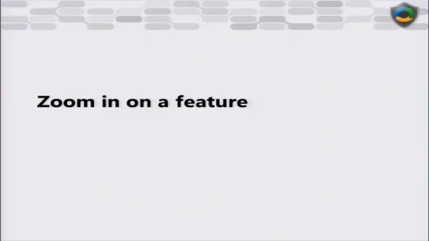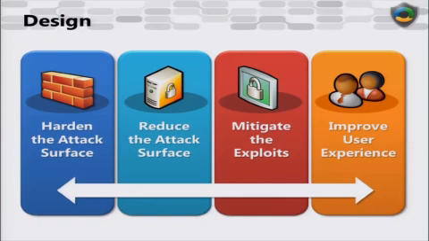So if we zoom in on a feature, the way the design was done for 2010 was four steps. We wanted to harden the attack surface, so it's not as easy to exploit Office documents. We wanted to reduce the attack surface, so no need, for example, to open Corel documents if you don't have any Corel documents on your network. We wanted to mitigate the exploit because we know there are lots of unknowns. After release, people are always coming up with new ways to exploit things. So we wanted to make it a little bit harder for those people to exploit Office documents.